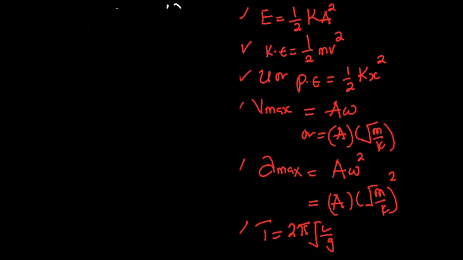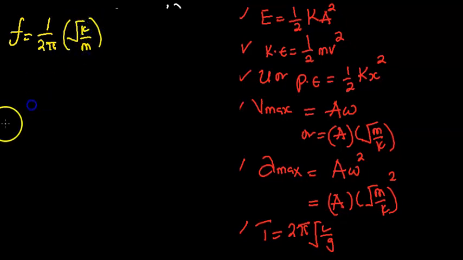Next thing we have on the list is the frequency of a mass spring system. In this case, the frequency of a mass spring system is denoted by f, which is 1 divided by 2 pi, multiplied by the square root of K divided by M. This formula gives the frequency of a mass spring system undergoing simple harmonic motion, where K is the spring constant and M is the mass.